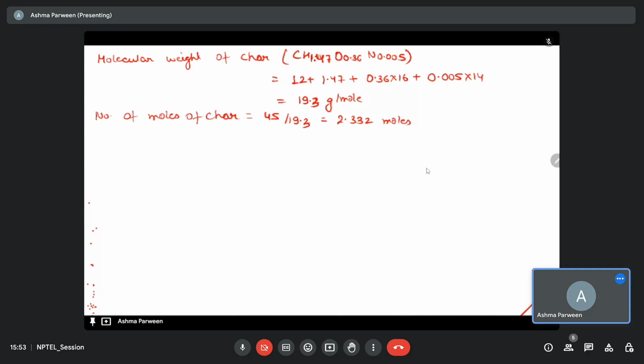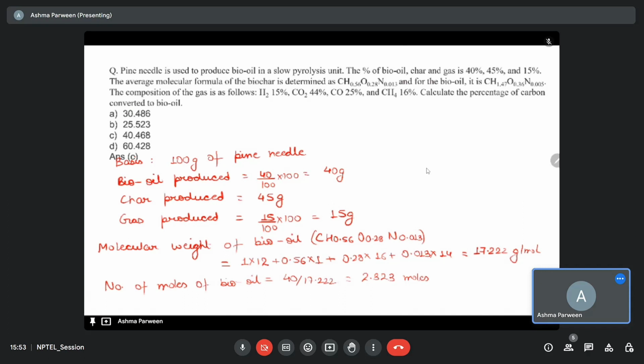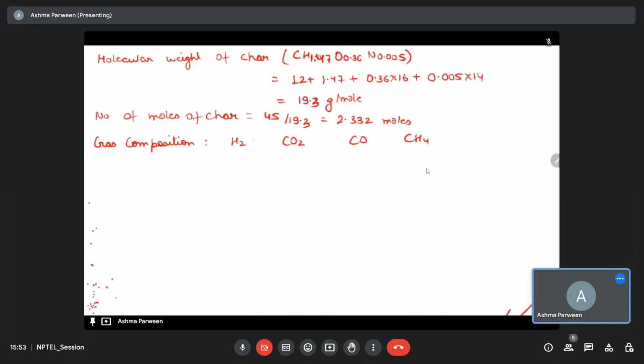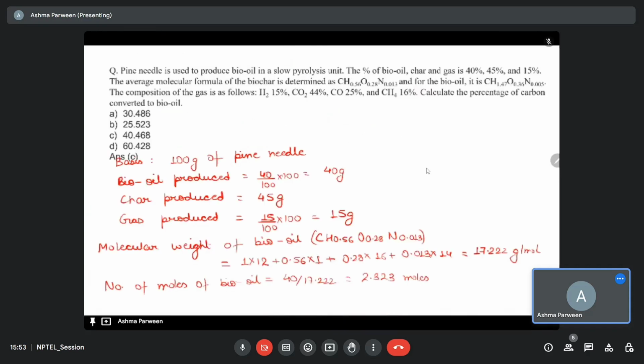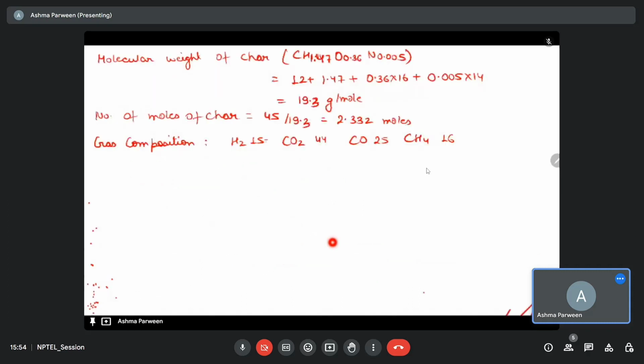Similarly, we will do for the gas. The gas composition which is given has some percentage of hydrogen, CO2, CO and methane. Let's see what it was. So this is the gas composition given. We have 15% of hydrogen, 44% of CO2, 25% of CO and 16% of methane.